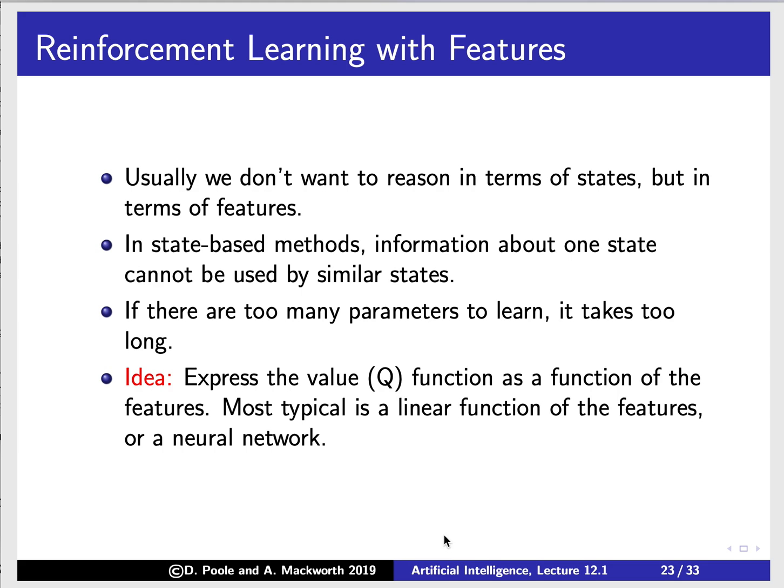What we're going to do is express the value function, which is Q, as a function of the features. And most typically we're going to use a linear function of the features or a neural network. Before we do this, we're going to use a different game that's bigger, big enough to have interesting features, because the previous one only had 6 states.